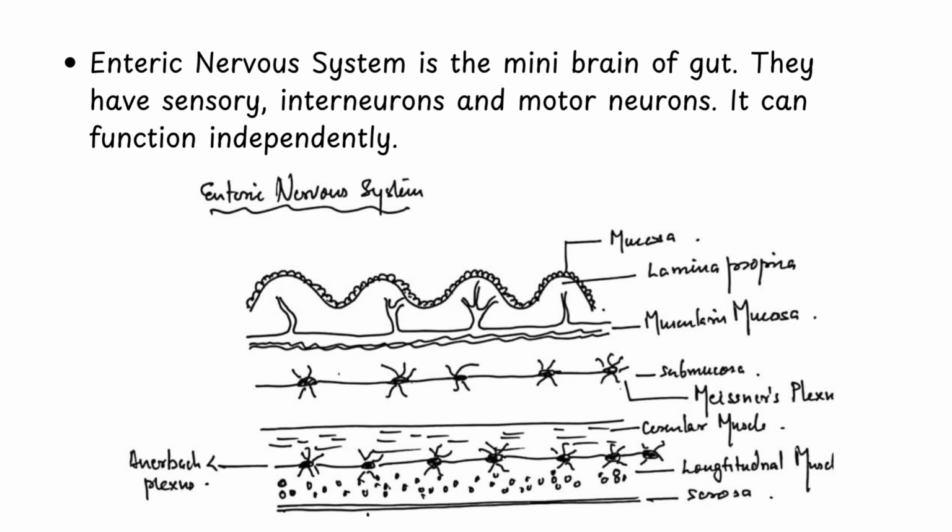We have to draw this. Then we have to write why this is the main feature, that it is called the mini brain of the gut. Then it has sensory neurons, interneurons, and motor neurons, and it can function independently. Then we can draw a small schematic diagram like this. This is a hand drawn diagram that I do in my exams. This was also corrected by my professors, so that's why I have included this.